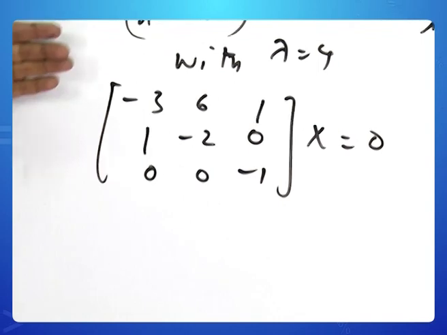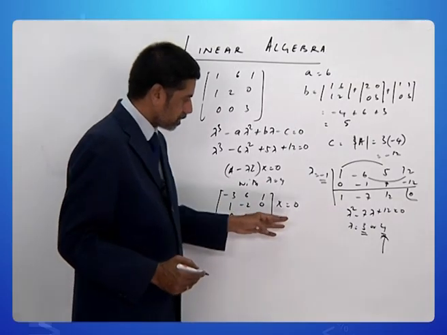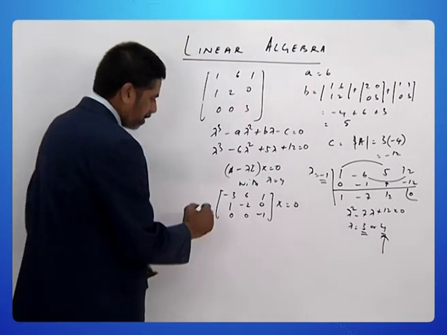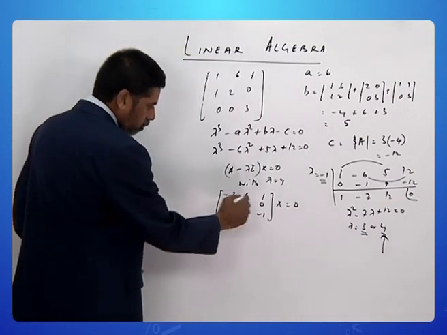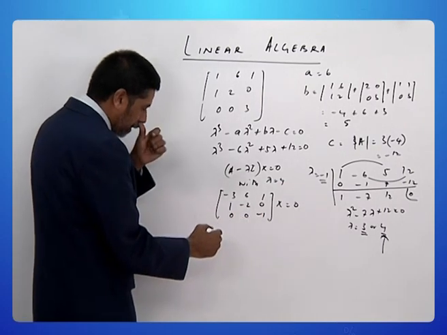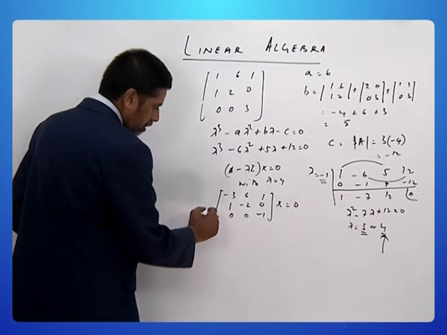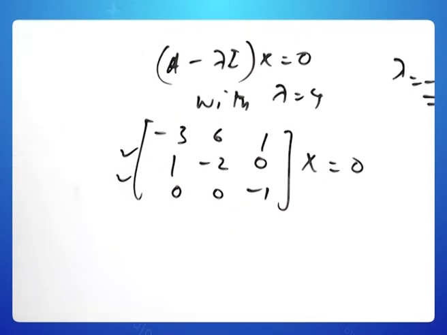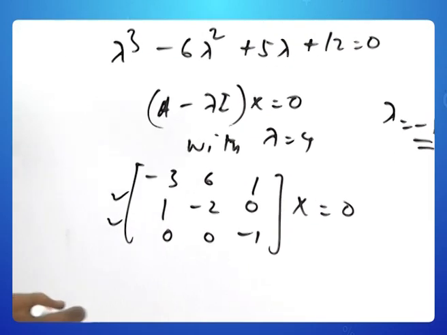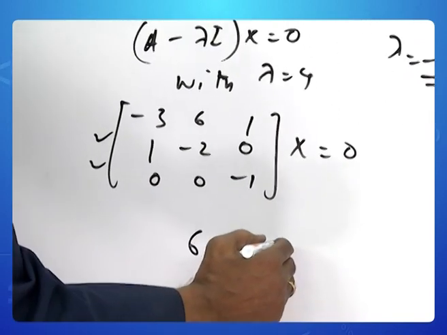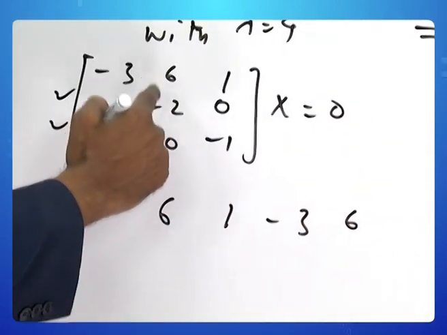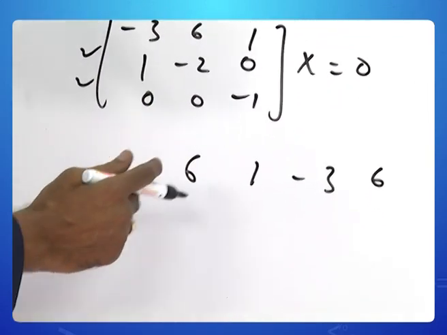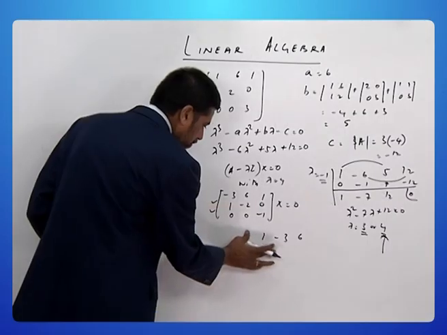So now I should solve this system of homogeneous equations for x. We can do by a fast method. We will take two non-parallel rows here, that is linearly independent rows, and solve them. Suppose we take these two. So applying the method of cross multiplication, we will get 6, 1, minus 3, 6, that is B, C, A, B. Now we are taking second and third rows, so therefore let's change it.